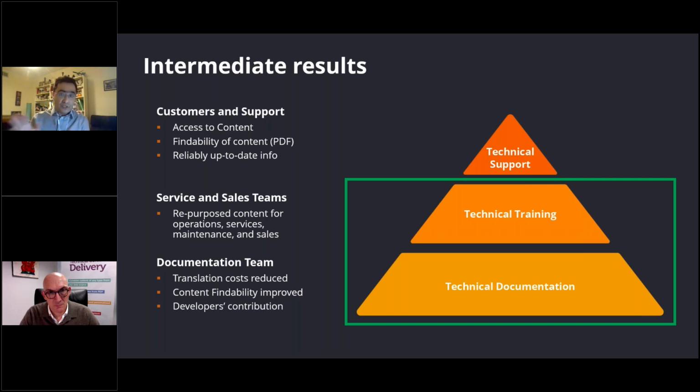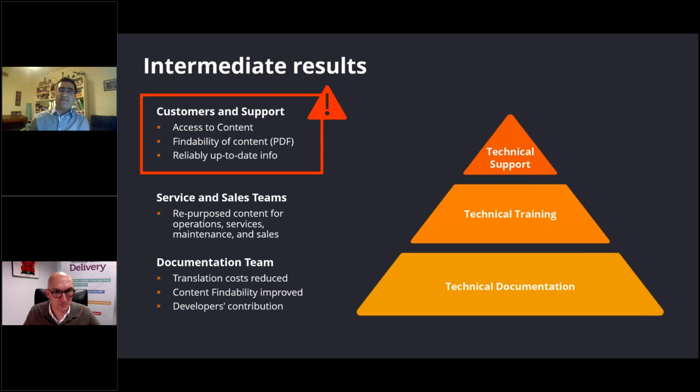So that was quite good. And that could be the end of this story. A good story, by the way. But there was one more component in this equation. And that component was called content consumers.